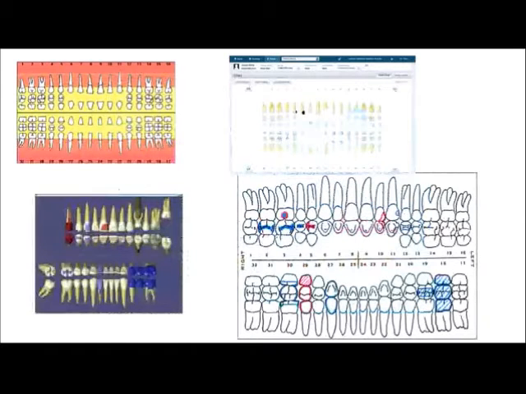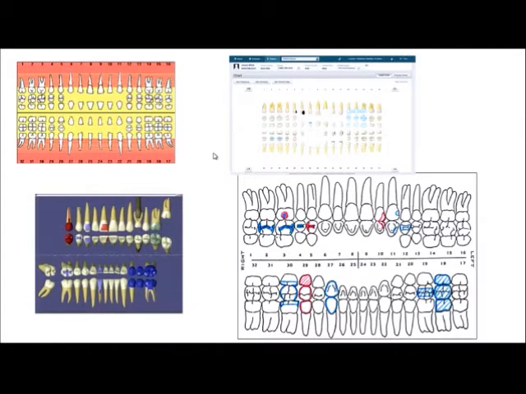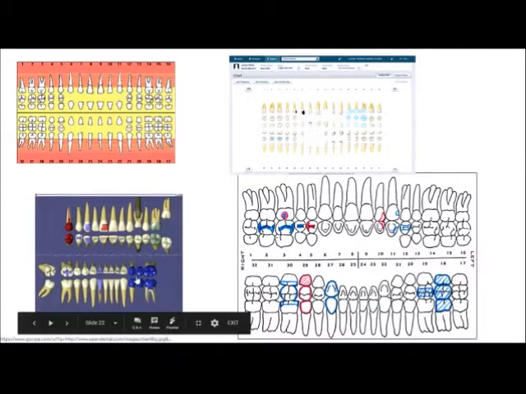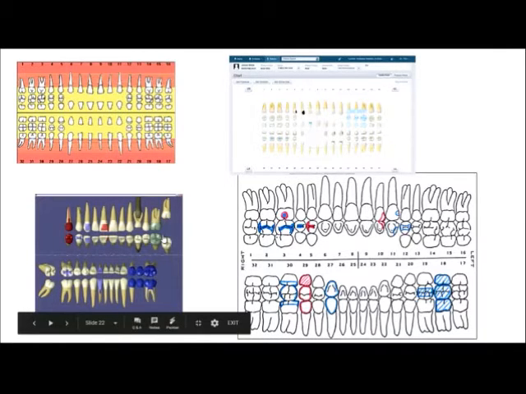Okay, so this is just an example of charting in the computer environment. Different charts look different depending on the computer program, and you will get used to them. But what they all have in common is the fact that they use red and blue to denote things that either need to be done or have already been done. Greens are usually watches most of the time.